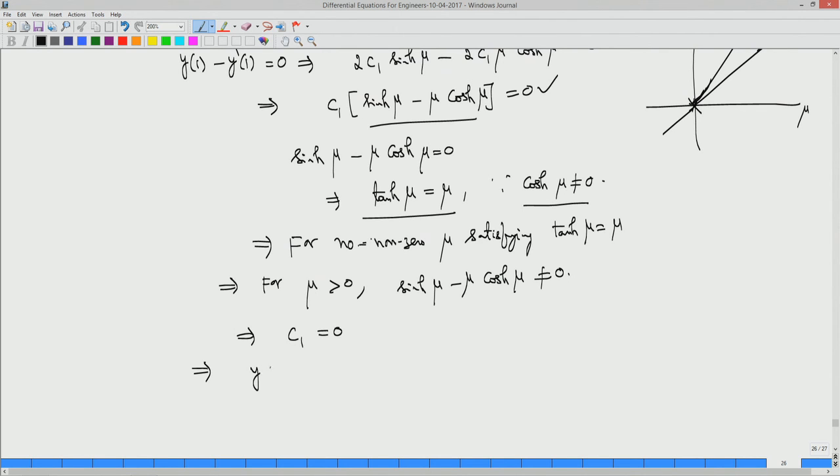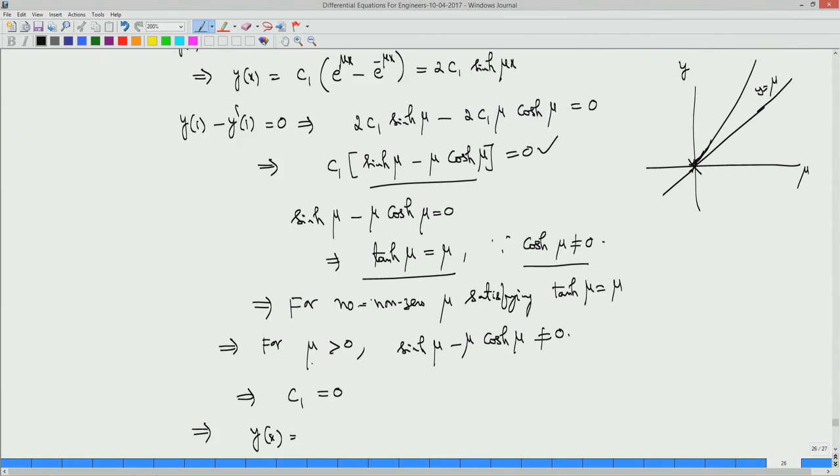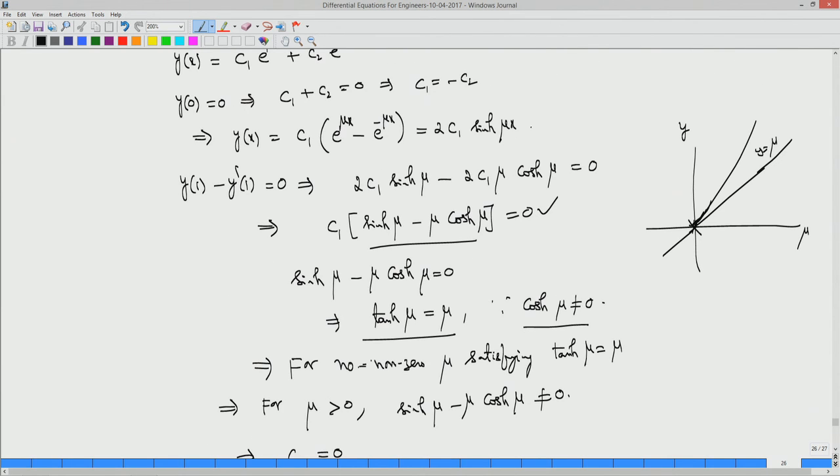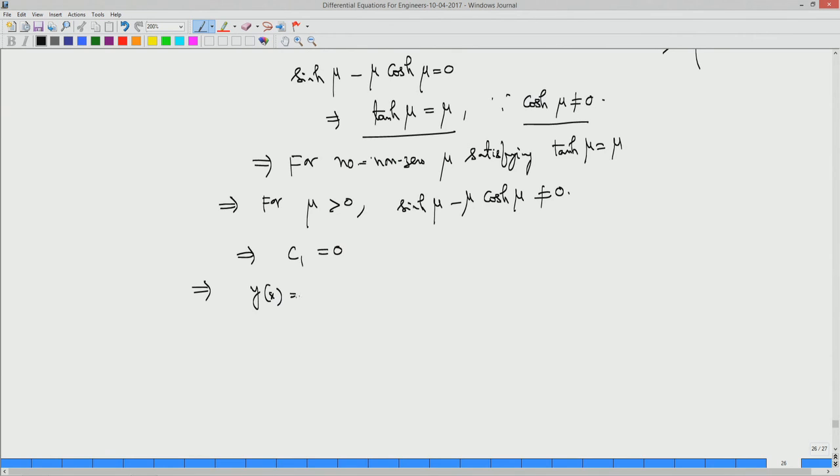That implies the general solution, which earlier after applying the first boundary condition was this, now that you found C1 is 0, becomes completely 0 between 0 to 1. That means lambda negative is not an eigenvalue. Any lambda negative is not an eigenvalue.